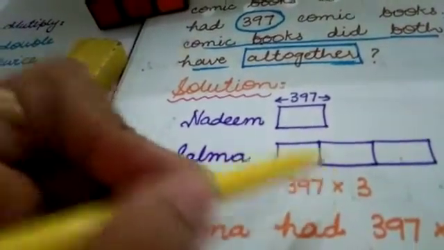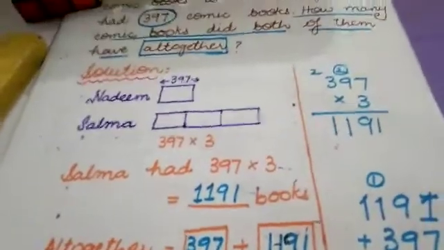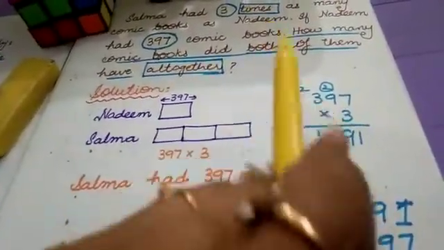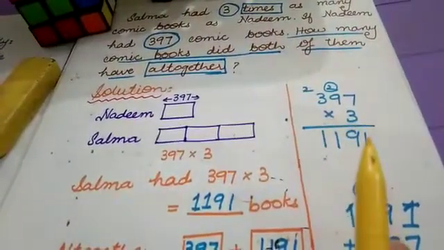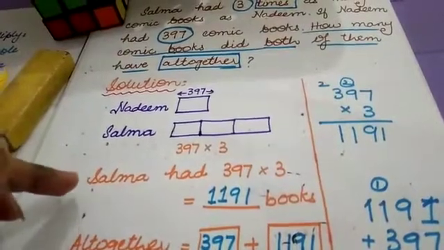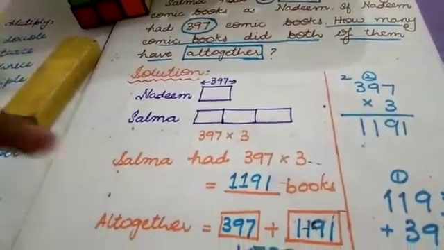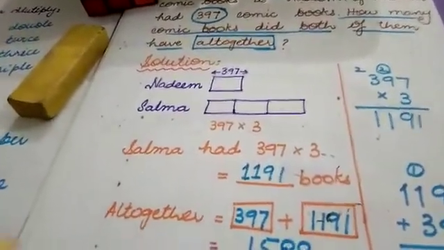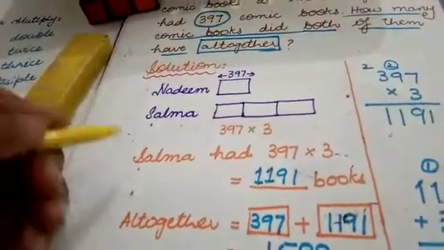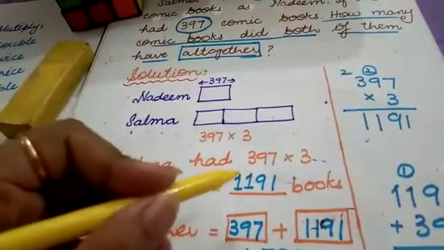So here what you have to do, while doing the solution, is make a heading of solution and make a working column. Here you have to do all the work in the working column, and the neat work or only the answer will be written in the fair work column, right? And you also have to write the answer statement here. So Salma had 397 multiplied by 3.